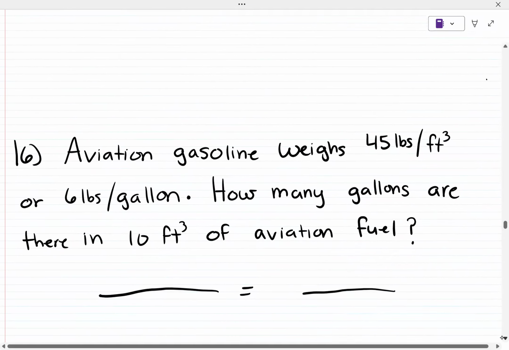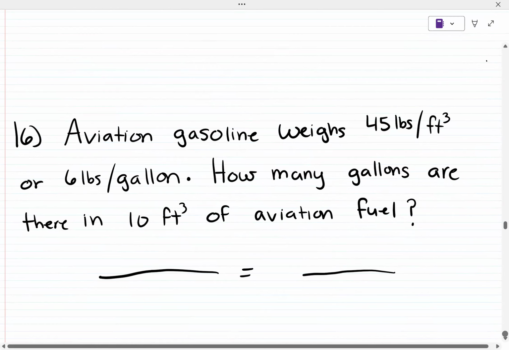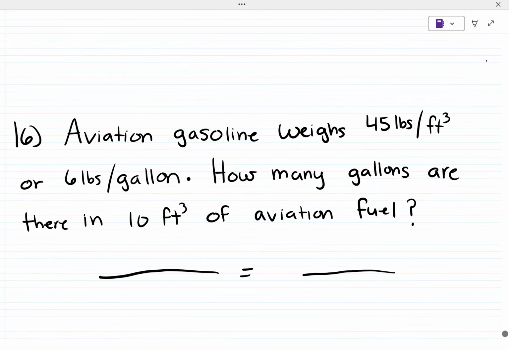Two fractions, and they're asking how many gallons are there in 10 feet cubed of aviation fuel. So that's a big clue what your units are going to be. You could put gallons on the top, and on the bottom, feet cubed. How many gallons, that's our unknown, are there in 10 feet cubed? And then somehow we have to have gallons in a feet cubed, but they don't give it to us. Well, they kind of do.